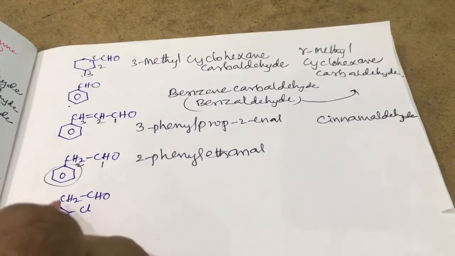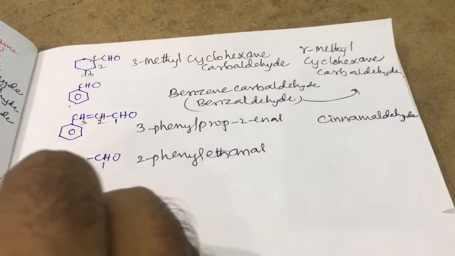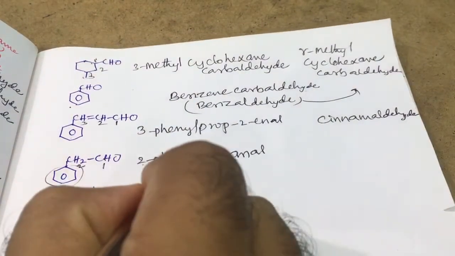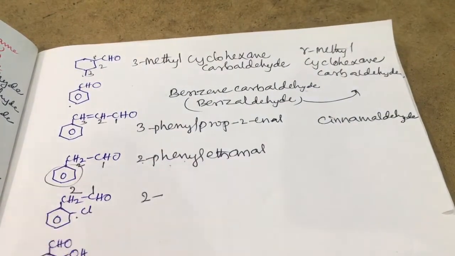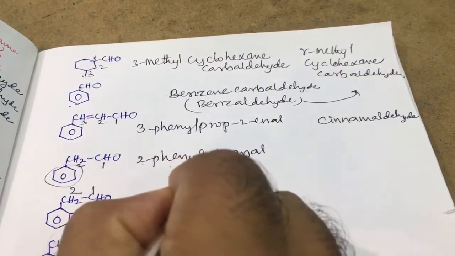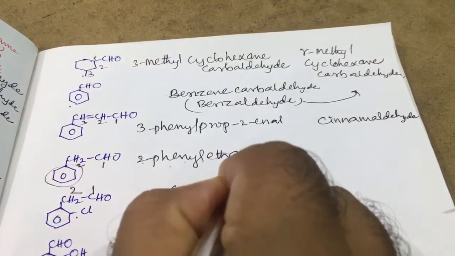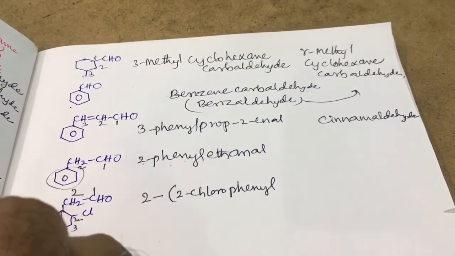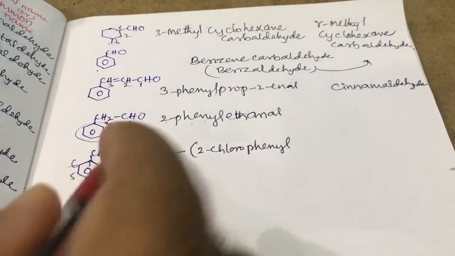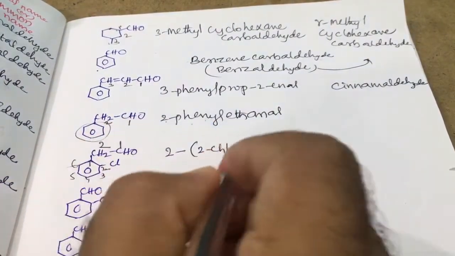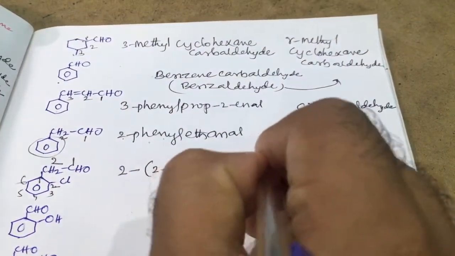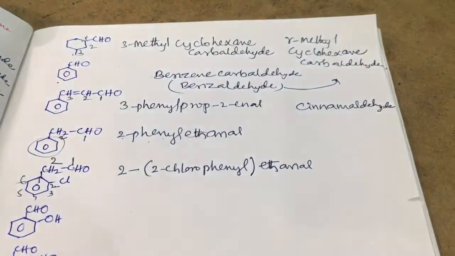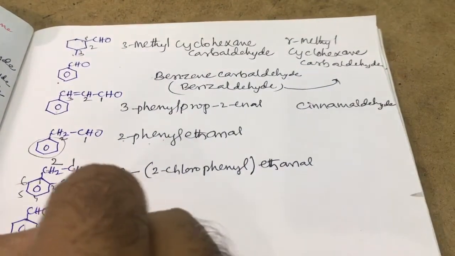Next, this is the same as this one but with an extra substituent. This is 1, this is 2. At the second position we have a substituent here also, which is phenyl, but here there is some extra Cl also. That is called 2-chlorophenyl. This is 1, this is 2, then 3, 4, 5, 6. The group at the second position is called 2-chlorophenyl. 2 carbons are there, 1 2, then ethane, Al, ethanol. This is called 2-hydroxy.